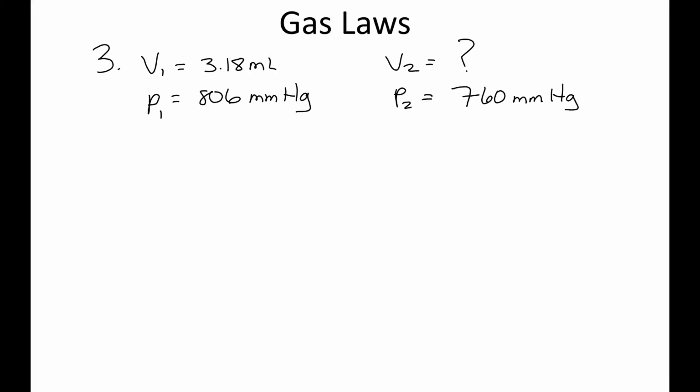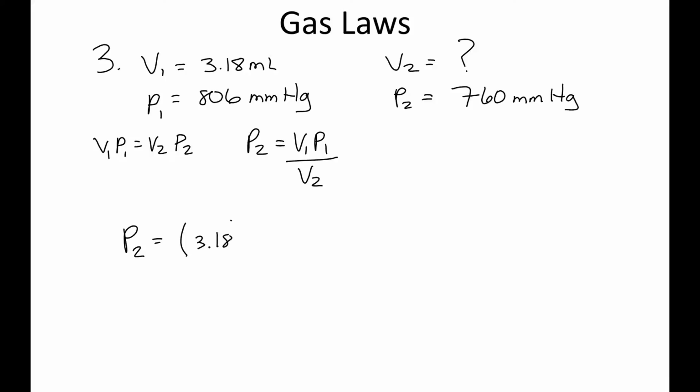Now, this is Boyle's law. It's got P's and V's. So if you remember, this is V1 P1 equals V2 P2. And then I went ahead and worked out all the different equations. So we're going to solve for V2. So V2 is V1 P1 over P2. That's the equation we're going to use here. So now we're just going to plug and chug. So V2 is 3.18 times 806 divided by 760. And when we do that, we get 33.7 milliliters. Okay?